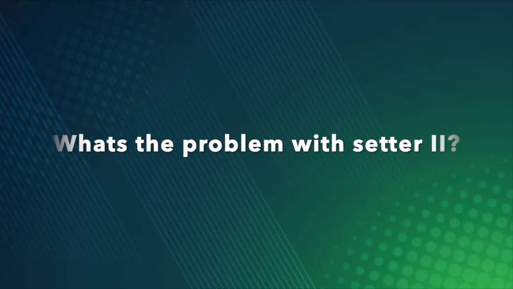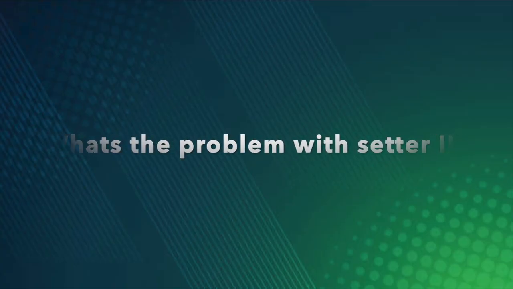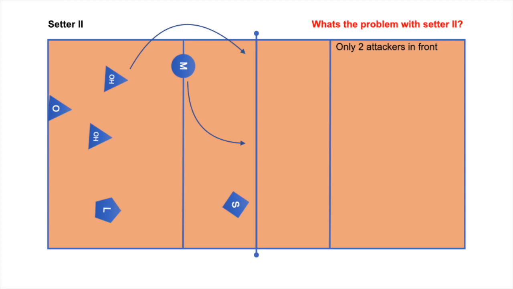So this all sounds pretty cool. What's the problem with setter 2? Well, first of all, and most important thing, you only have two attackers at the net. And you usually start like this because you think you will side out and then start with setter backcourt. But if you don't side out, you may lose a lot of points before you get in the rotation you wanted to start from in the first place.